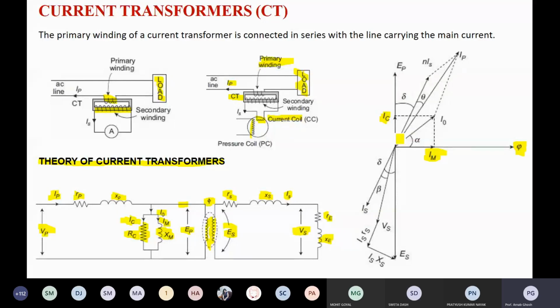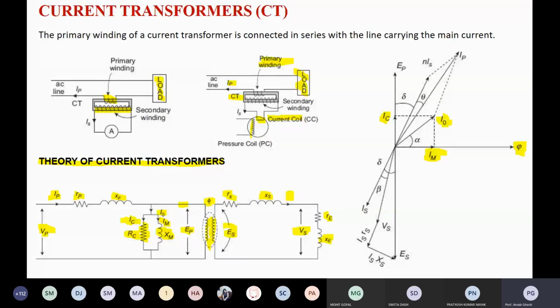Now you have to find out the value of the secondary current. In my last class I asked all of you about the leading power factor load, lagging power factor load, and unity power factor load connected to a transformer, and the necessary phasor diagram of it. I think all of you have the idea on it.